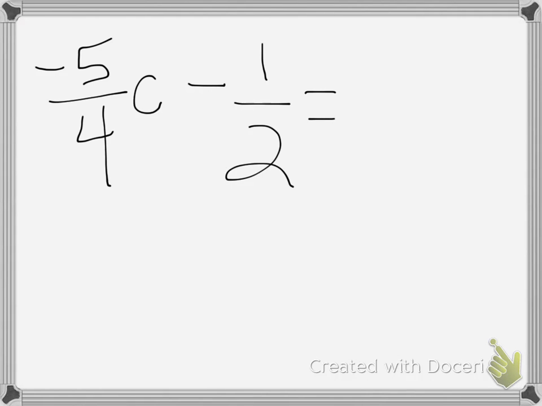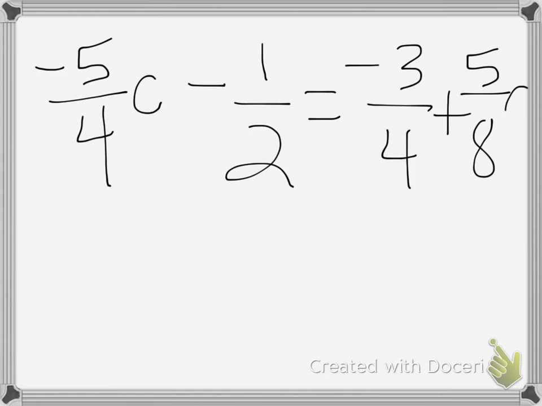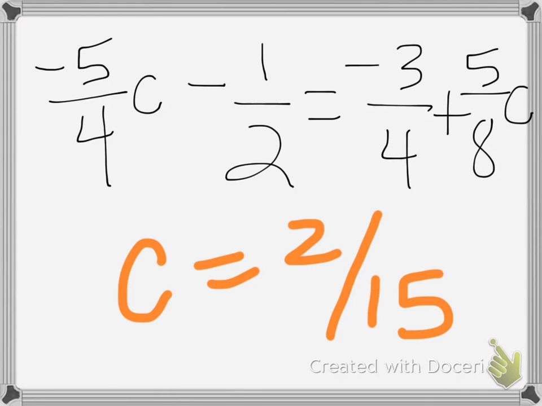I have -5/4 of a c minus a half equals -3/4 plus 5/8 of a c. All right, so pause the video and try to work that out on your own. All right, welcome back. You can see here that c equals 2/15. If you did not get that or you don't understand, it's not time to move on yet. You still need some help.